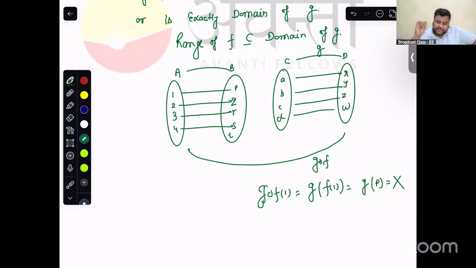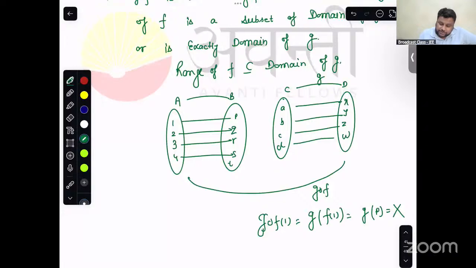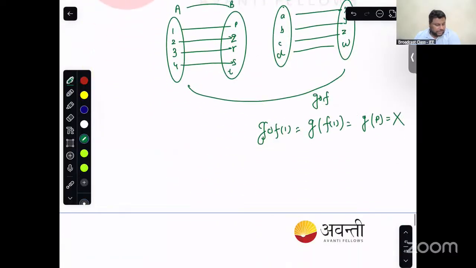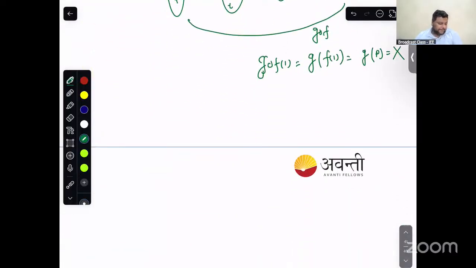That is why I'm saying range of f should be a subset of domain of g. Got it? Now, am I clear?